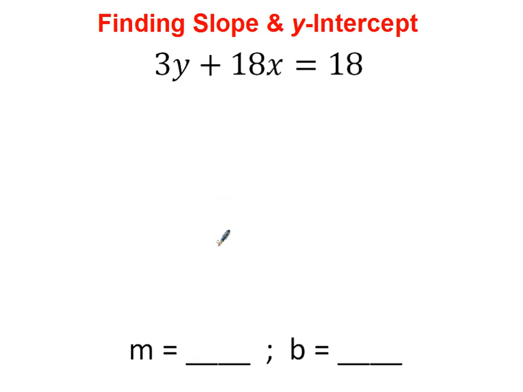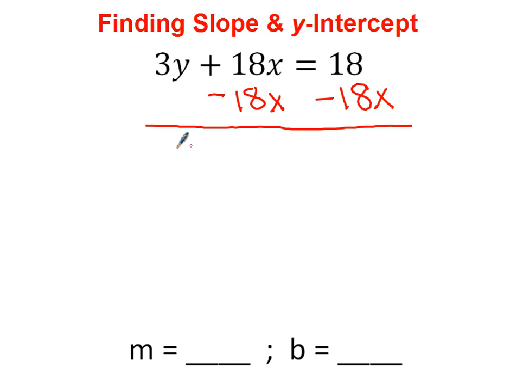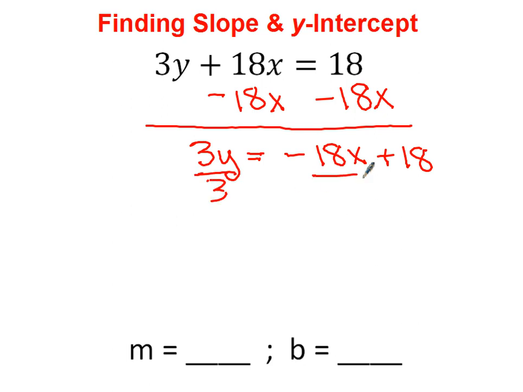In this equation, 3y plus 18x equals 18. I need to move my linear term to the other side of the equation and eliminate the coefficient on my y term. So I'm going to subtract 18x from both sides. So 3y equals -18x plus 18. Now eliminate the coefficient of 3 by dividing everything by 3.